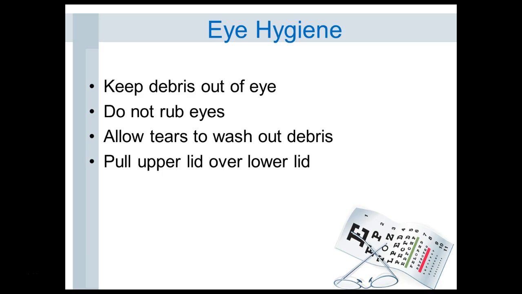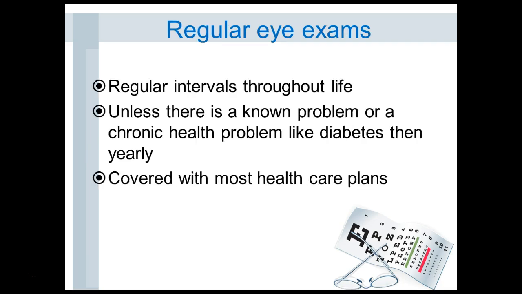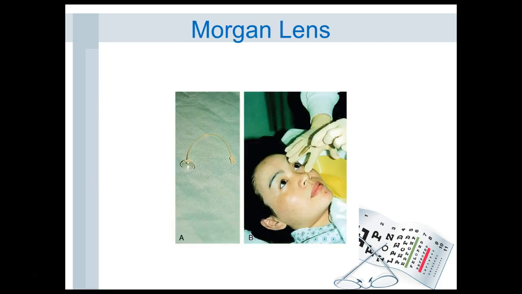So eye hygiene, as I said before, we want to keep the debris out of eyes. We do not rub eyes. We want tears to produce naturally to wash away the debris. Regular eye exams throughout life. Unless there's a known problem or chronic health problem like diabetes, then it should be yearly. Typically, the average adult can go every 2 years if they wear glasses. Most of these exams are covered under healthcare plans.